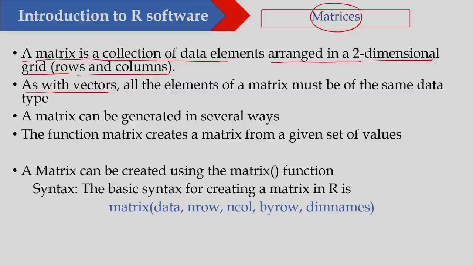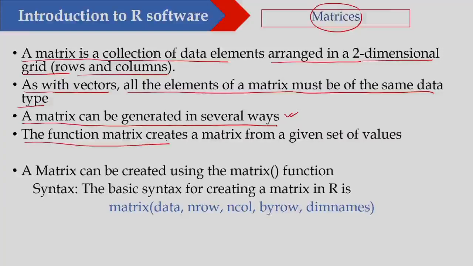As with vectors, all elements of a matrix must be of the same data type. Then a matrix can be generated in several ways. So, we have different ways to generate a matrix, and I am explaining here how you can generate a matrix.